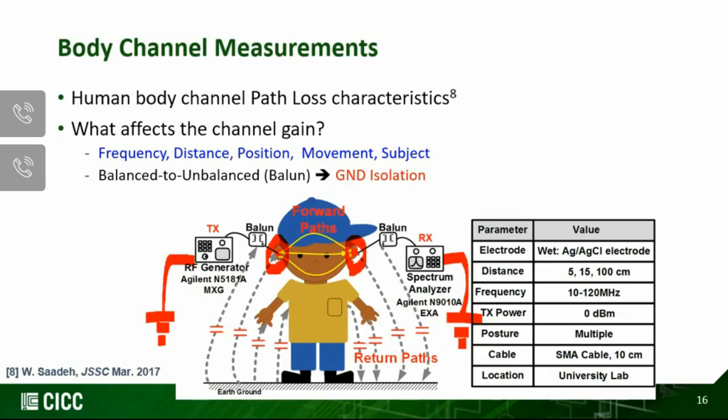Now, what affects the channel gain? We have investigated frequency, distance, body posture, movement, and subject dependency as well, which have been studied to see what affects the pathloss of the human body.